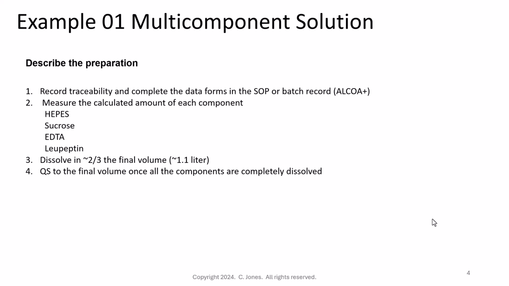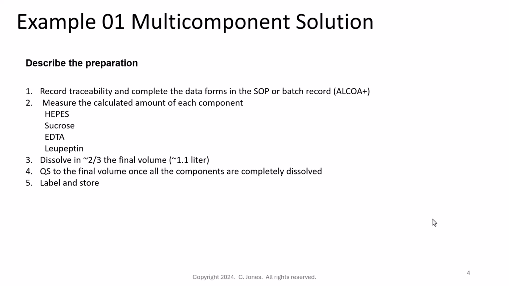Once all the components have been dissolved, we then QS to the final volume. And QS means you just add enough of the solvent to this, in this case, ultra pure water, to bring the final volume to our desired 1.75 liters. Then we label the container that the buffer is now prepared in, and we store it appropriately. Do we need to refrigerate it? Do we need to put it in the dark? Can it be at room temperature, whatever? And all of that should be indicated as part of the label.